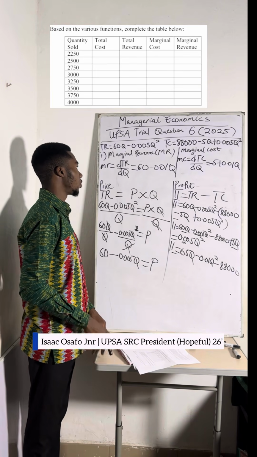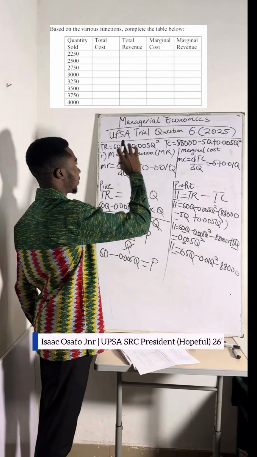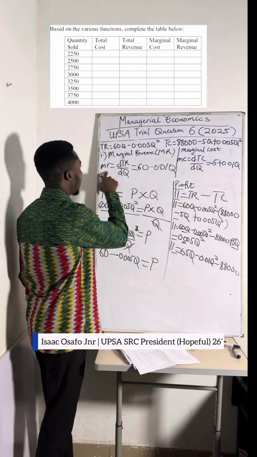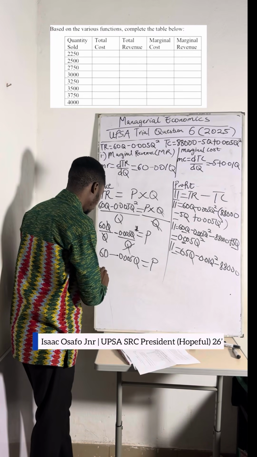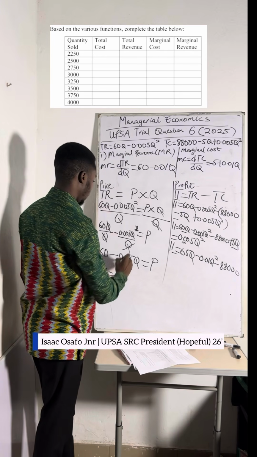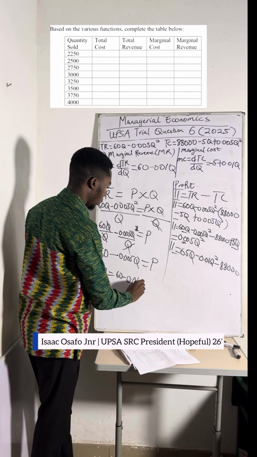So you know what? I'm going to write the functions, or you can keep the functions in your head, but I'll write them somewhere. Okay, let me write all of them down here. So now we know our marginal revenue is equal to 60 minus 0.01Q.